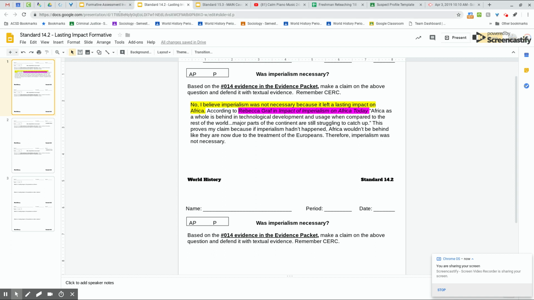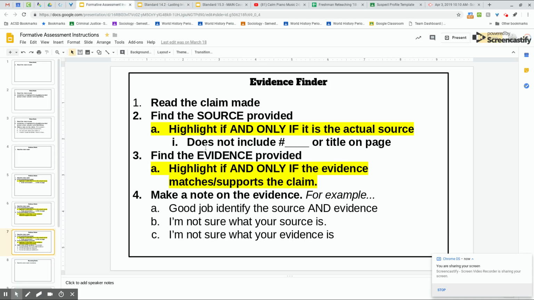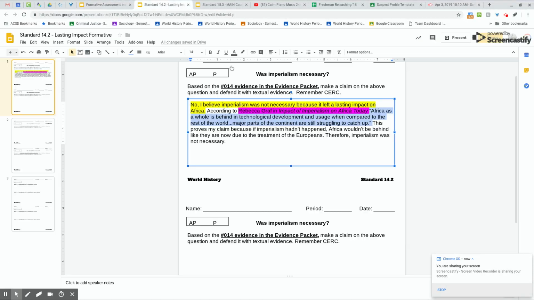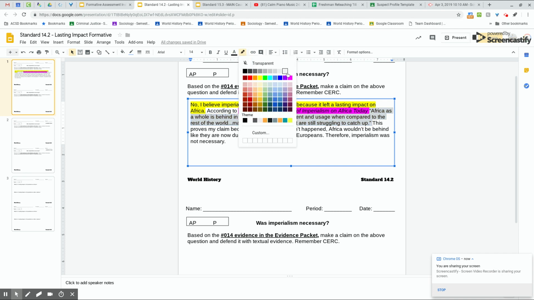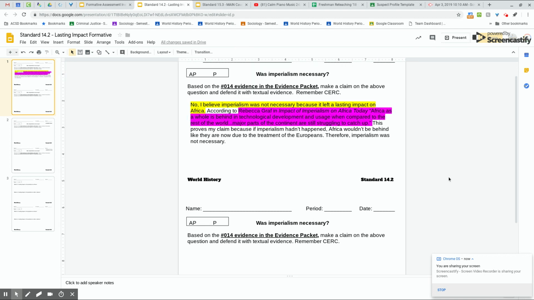The second part of it is the evidence in itself. So it should be a quote or it should be a description of a picture. What the evidence also says here is that it needs to match the claim. So sometimes you'll come across a student who has a piece of evidence that has nothing to do with what they're trying to say. And students are instructed to give them a comment of, hey, that doesn't quite match. In my situation here, it does. So I'm going to highlight that as the evidence.